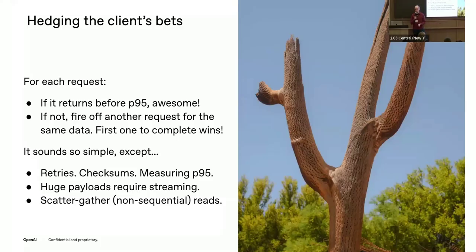We have huge payloads. This is a storage system. We're not just fetching a few kilobytes. So we have to stream those huge payloads because you can't just send 1 gigabyte in one frame, right? That's just not going to happen. Also, the reads might be scatter-gather. They might not be sequential. They might be like, read 4 bytes every 32 bytes. And so you might be holding a very large region of memory in mind, but only writing sort of not sequentially, skipping around in a not necessarily predictable way.